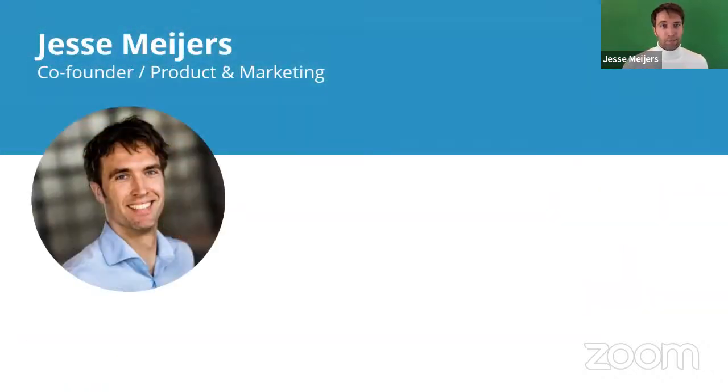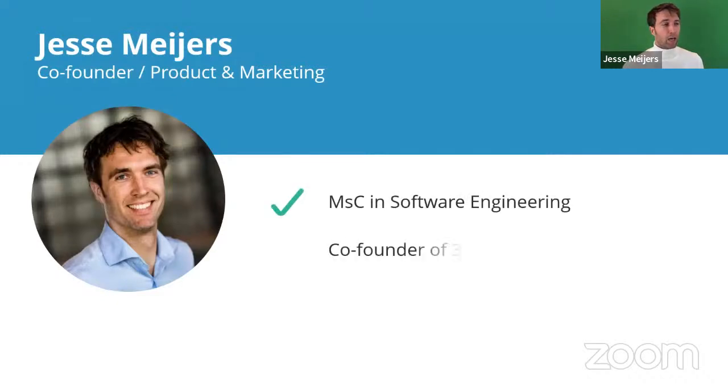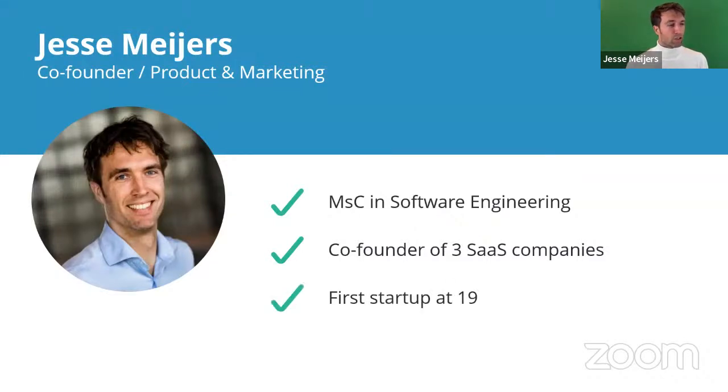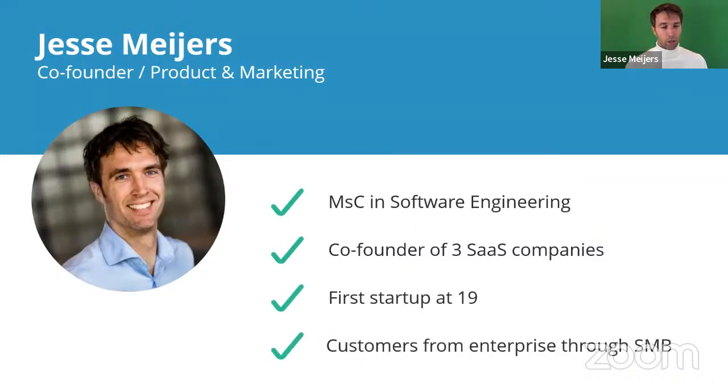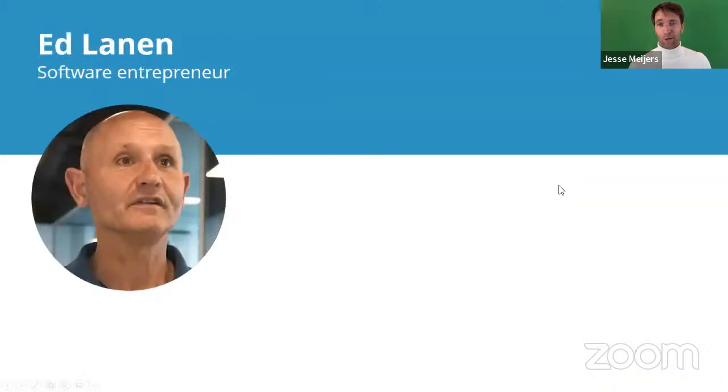A little bit about me then. I'm Jesse, the co-founder. I handle the product and marketing here at Triggre. I have a master's in software engineering. I founded my first company when I was 19, and I've founded 3 companies since then, Triggre being one of the current ones. In all those companies, I've basically serviced customers from enterprise through SMB, so people who work for companies with tens of thousands of people, all the way through those that actually hired their first employee. That's basically the range that I've been working with, which is nice.